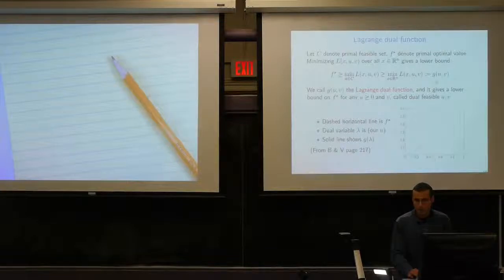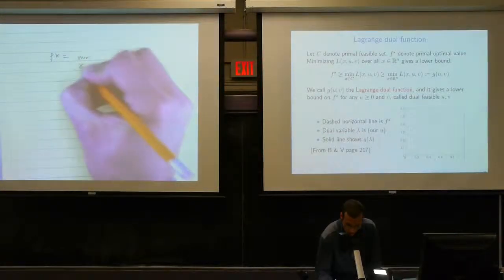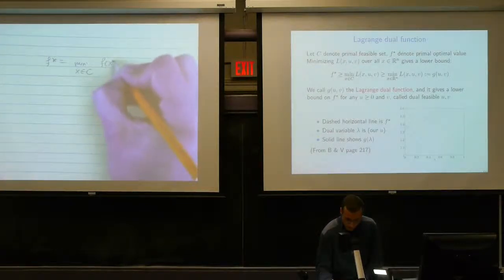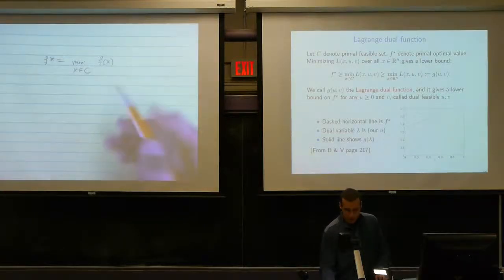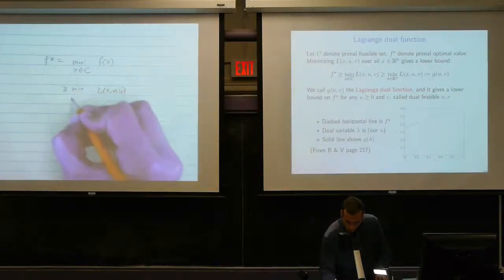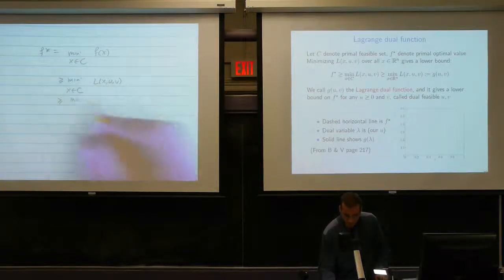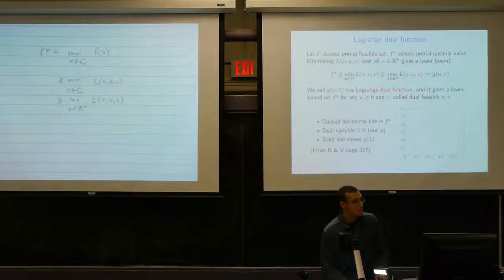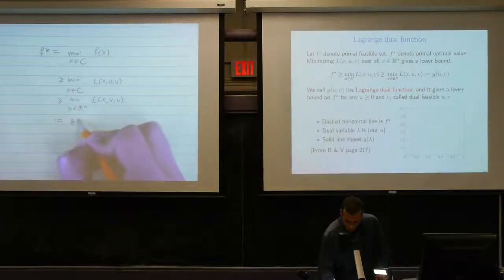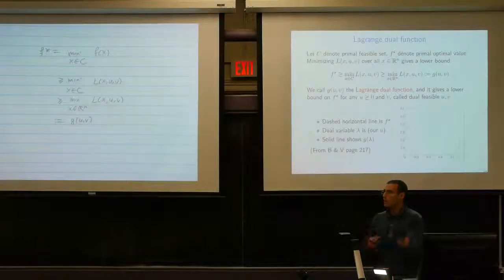These arguments look very simple and maybe a bit subtle. But f star is the minimum over all x that are feasible. We'll call that set C, of f of x. And because f of x is lower bounded by L(x,u,v) for all x, that's going to be bigger than or equal to the minimum over all x in C of L(x,u,v). And if I remove the constraint set here, if I just take the minimum over all of R^n, then I'll get something even smaller. And this is how we define the Lagrange dual function. So that's g(u,v). It's the minimum over all x of L(x,u,v). So f was a function of x. Our dual criterion g is now a function of u and v.